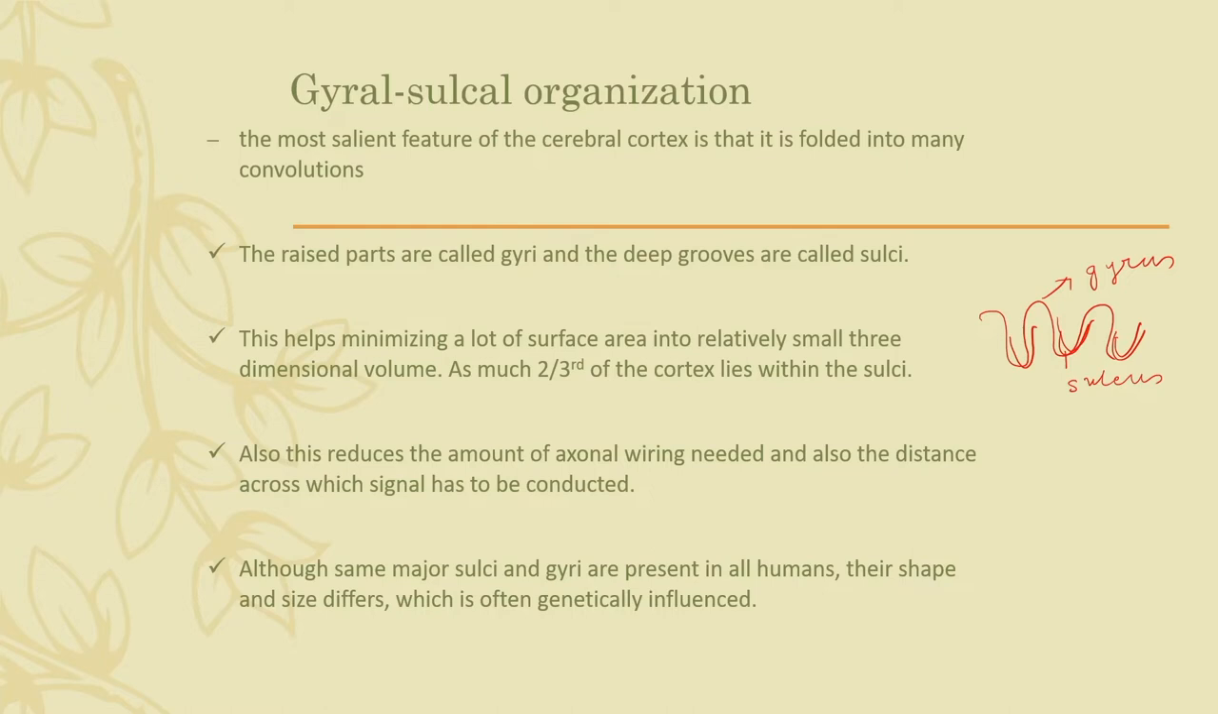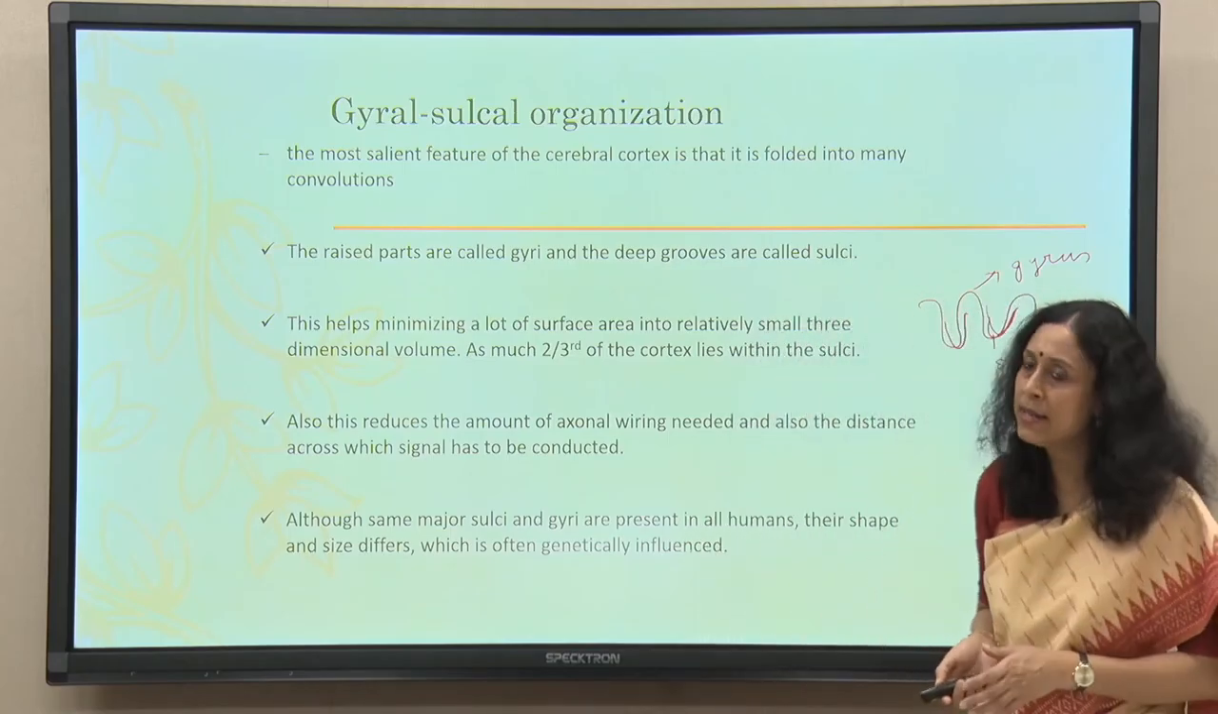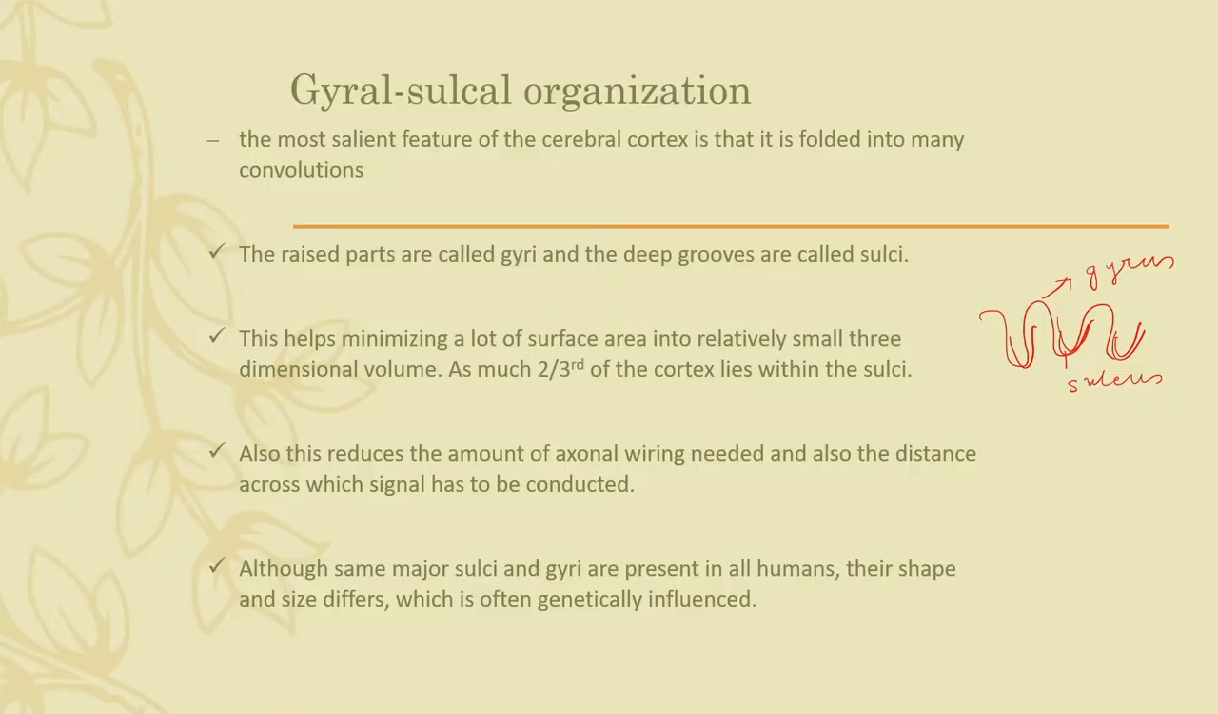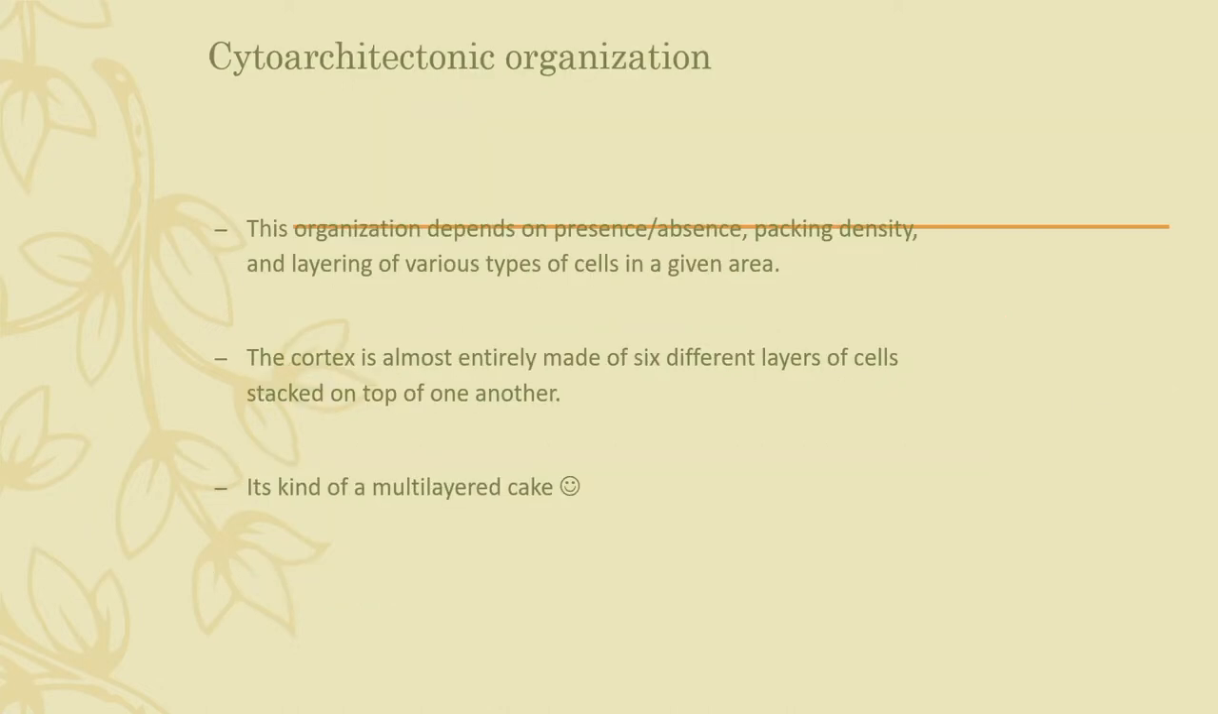So also this reduces the amount of axonal wiring needed in order for the conduction of signals. And although some major sulci and gyri are present in all humans, their shape and size differs. So even though there is a universality across human brains, there are sometimes some differences in the shape and size, which is genetically influenced. So this is the gyral sulcal organization.